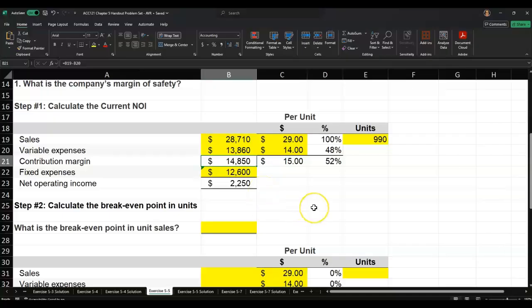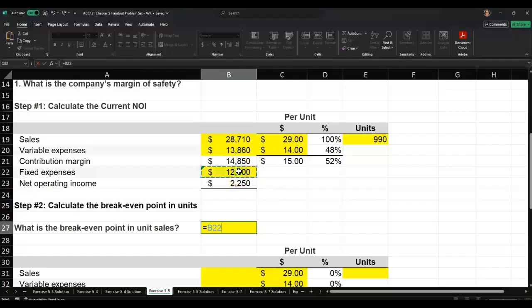Okay. So what's the break-even point in unit sales? Well, remember, we're simply trying to cover fixed costs with 0 net operating income. So we simply take those fixed costs, divide that by the contribution margin dollars, right? And we've got 840 units.